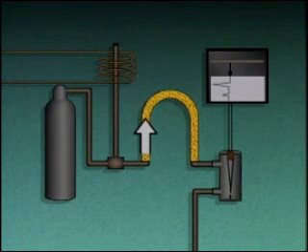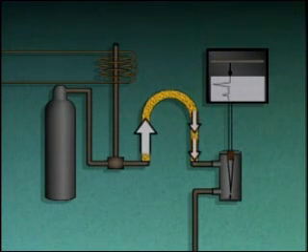The packing material in the column separates the different materials in the sample gas mixture as the mixture flows through it. Activated carbon and silica gel are commonly used as packing materials in gas chromatographs. Different materials flow through the packing material at different rates. This causes the parts of the mixture to separate from each other.